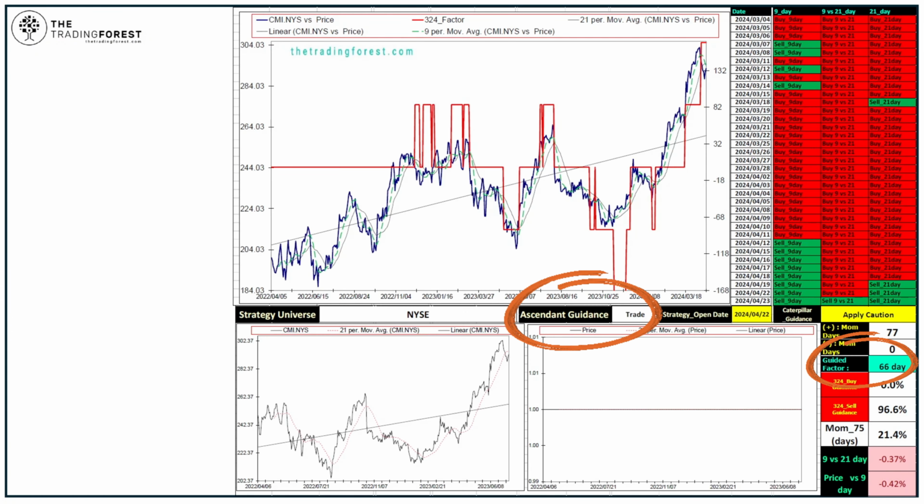The ascendance guidance can be found just below the main graph. Pay close attention to the recommendation of the ascendance guidance and plan your trade accordingly. In this particular case, the ascendance guidance is trade. There is now motivation to make a decision to plan your entry. The recommended moving average for this strategy, due to the length of the momentum cycle, is the 66-day.